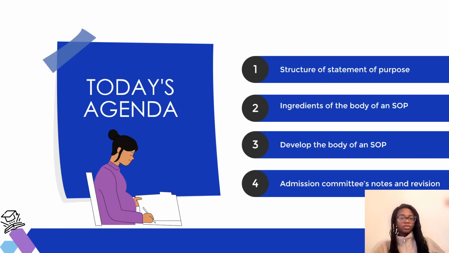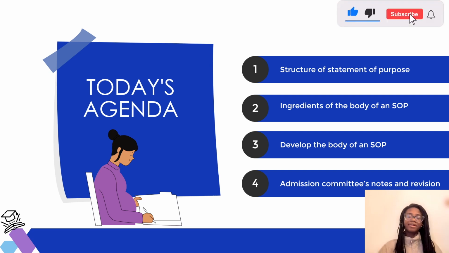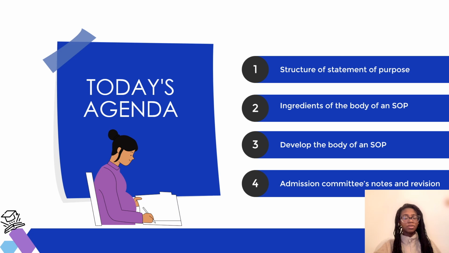So in today's video, it will be divided into 4 parts. I'll first start with the structure of a statement of purpose. We'll look at the ingredients of the body of an SOP, and together we'll develop the body of an SOP. We would analyze it and see if this is a good body or not. We'll look at the admissions committee notes, and finally we'll revise our SOP based on what we think is right or not.